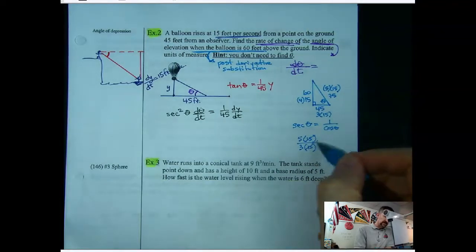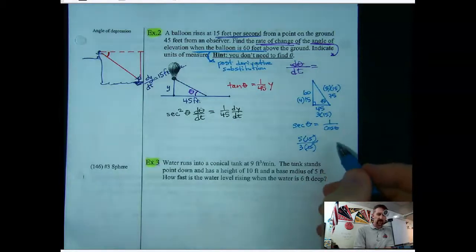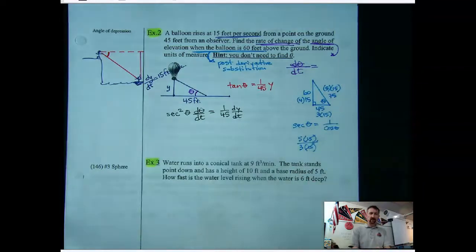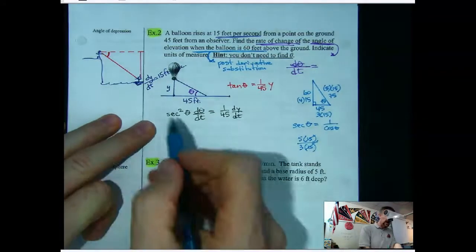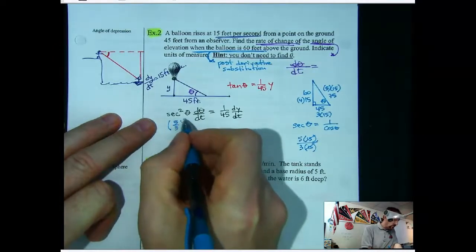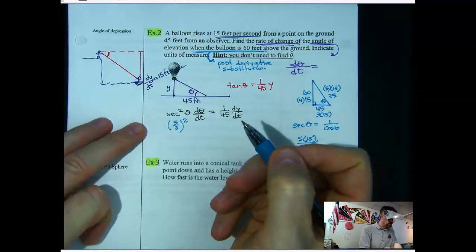So that's going to cancel out. So that's going to be 5/3. This cosine itself would have been 3/5. But the reciprocal is 5/3. So now we can plug that in here. So we're going to have 5/3 squared.